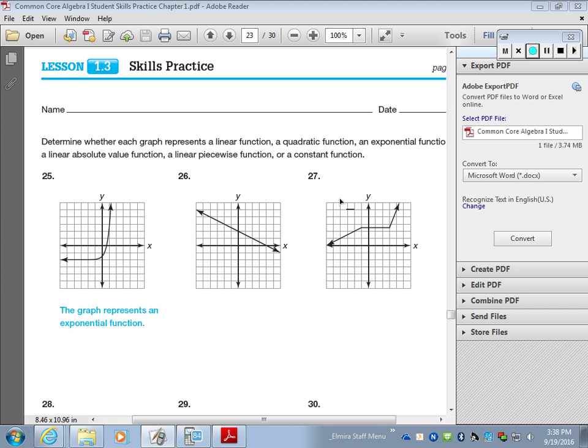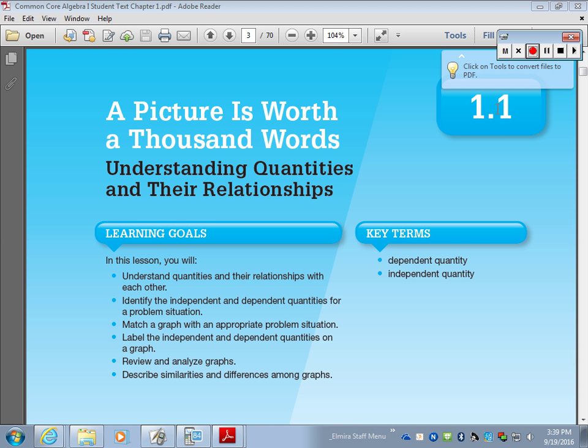Okay, so you have to know your vocabulary in order to correctly and accurately do this assignment. Okay, tomorrow you have a vocabulary quiz. Keep in mind that in your textbook, at the beginning of each section, they have these key terms. So here's some key terms that you need to know.